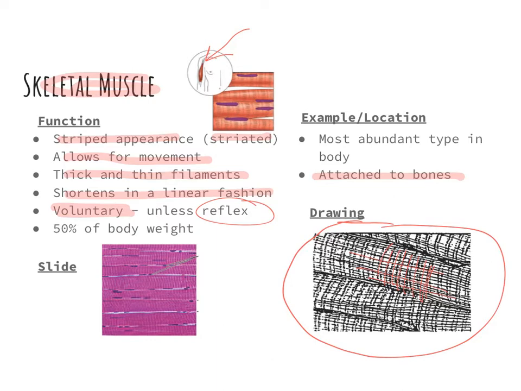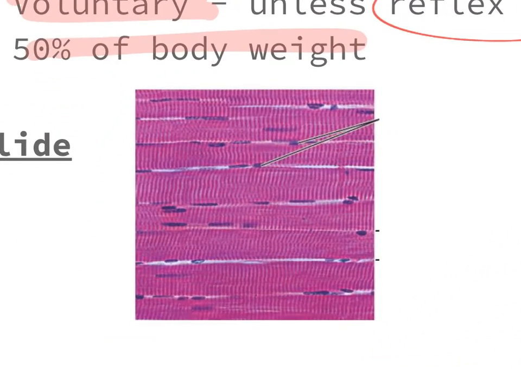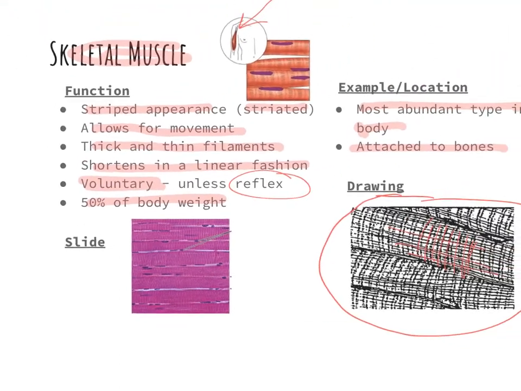Otherwise, they're voluntary. Depending on the person, about 50% of our body weight is our skeletal muscle, so this one is the most abundant type in your body. And like I said, it is attached to your bones. If you look at the picture of the slide down at the bottom, you will see again that striated, striped appearance, and it's long, thin cells that make up the skeletal muscle.